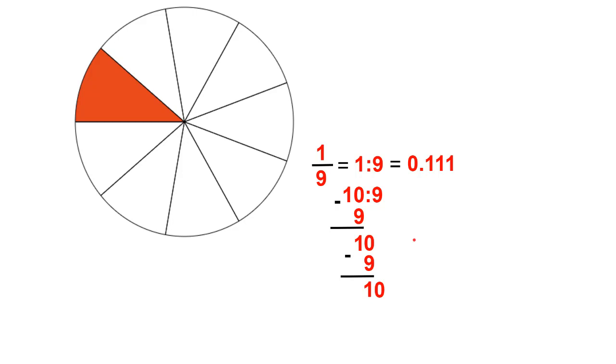This is also a recurring decimal. The 1 will go on forever, you see. 10, 9, 10, 9. We just mark it with 0.1 and put a sign on the 1. This gives us 1 over 9, which is 0.1, and the 1 is recurring.